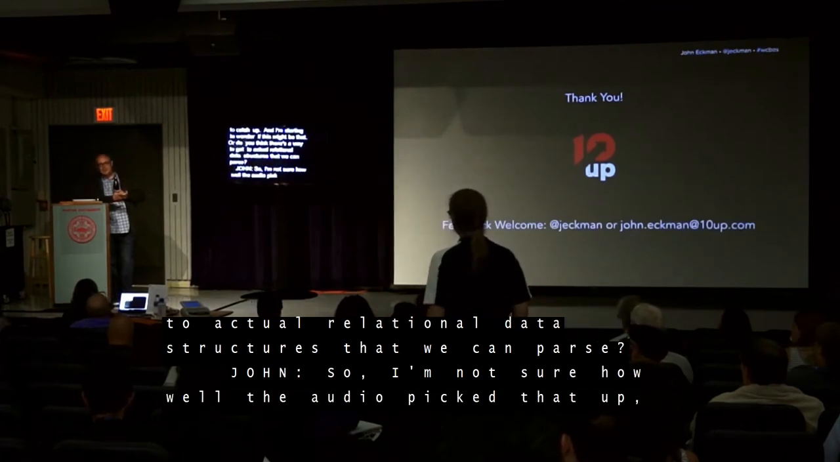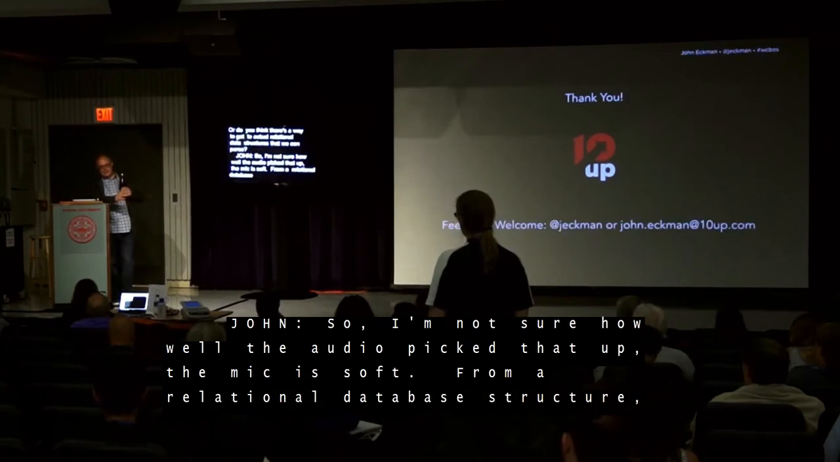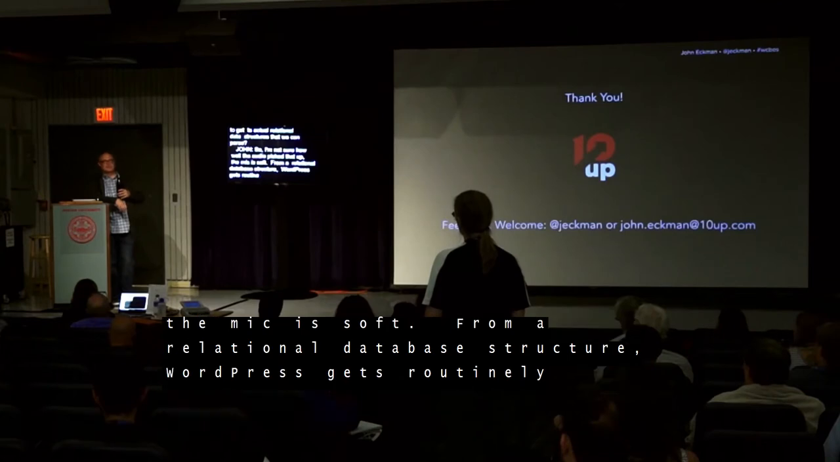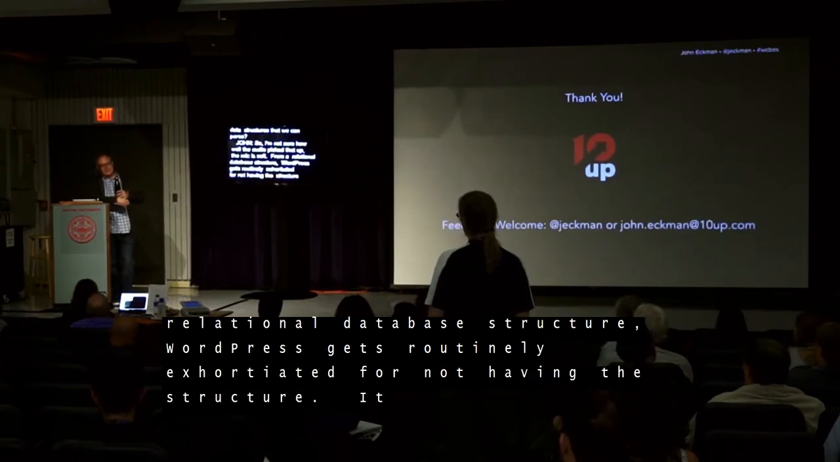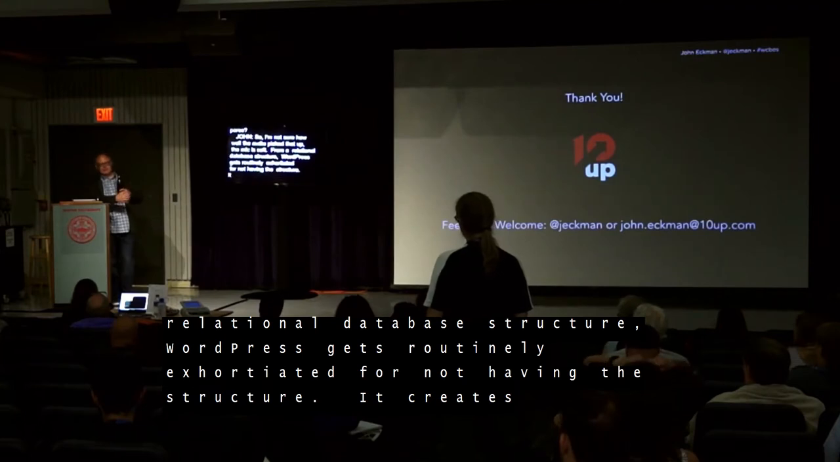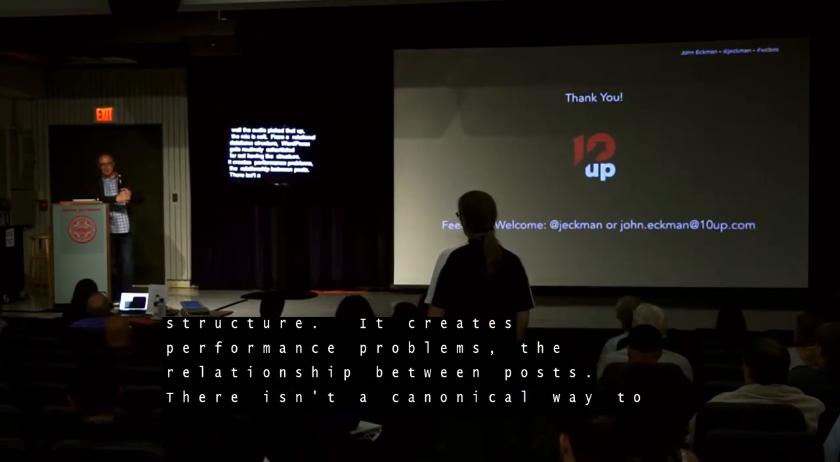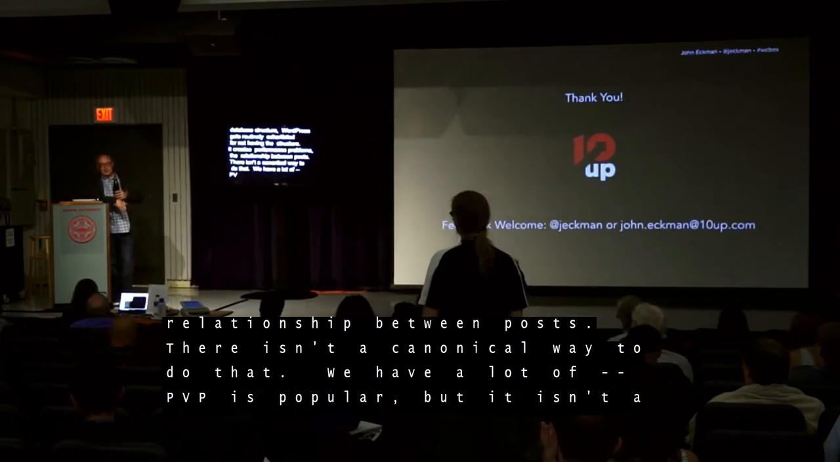Saying from a relational database structure, WordPress gets routinely excoriated for not having any kind of real relational structure. Everything's in the post table, which is a giant pain and creates performance problems. There still isn't really a canonical way to handle relationships between posts in the database, so we get a lot of post meta, which is quite popular, or other mechanisms, but it isn't really a first-class data structure in that way.